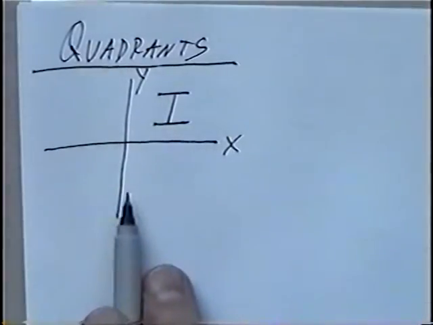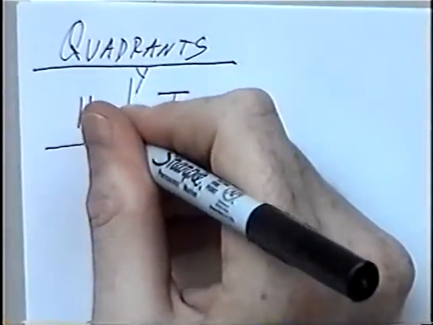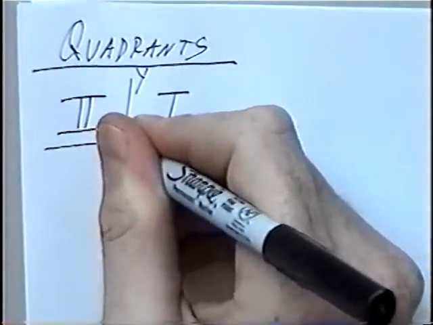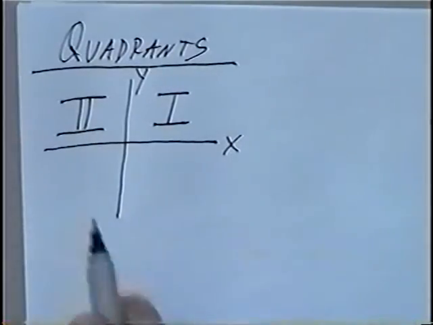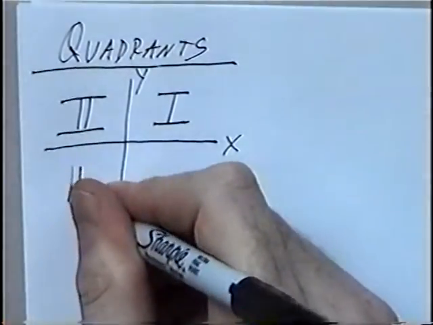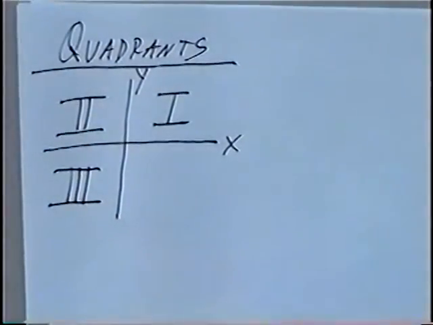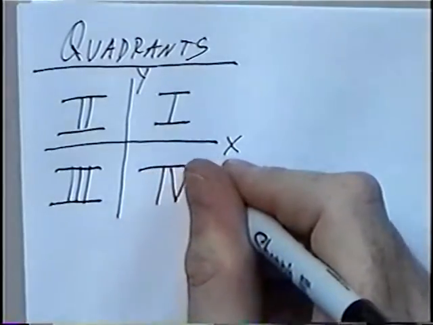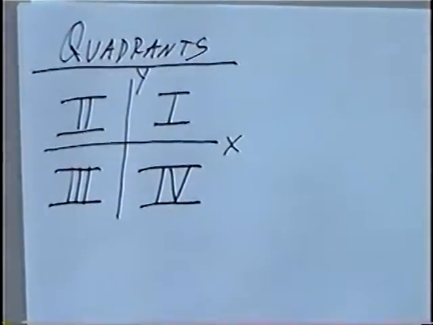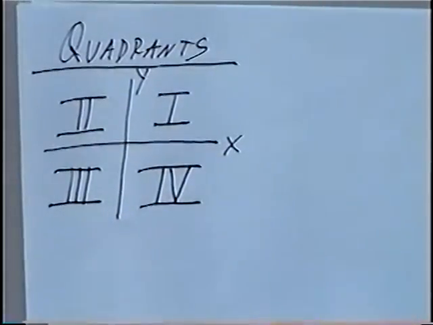Going counterclockwise, the next quadrant in the top left-hand corner is quadrant 2, and we'll use Roman numeral II for that quadrant. Continuing around, the bottom left is quadrant 3. And the final quadrant is Roman numeral IV, which is an I followed by a V. So again, the top right-hand corner is quadrant 1. Going counterclockwise, we have 2, 3, and 4.